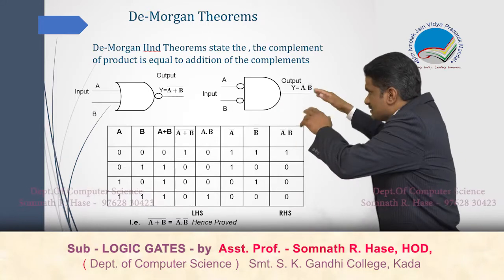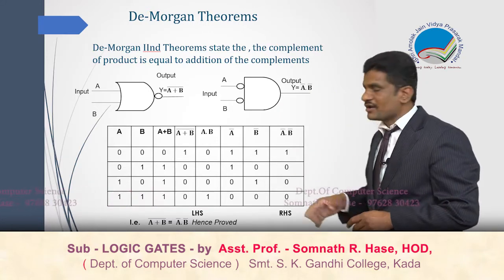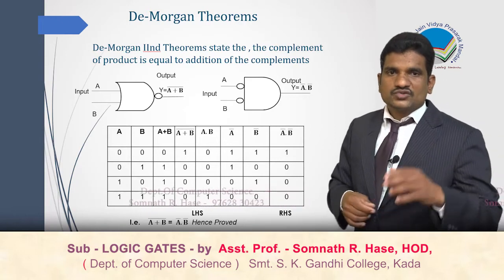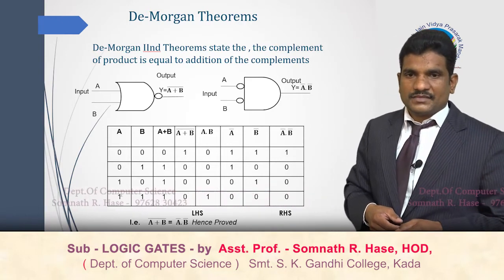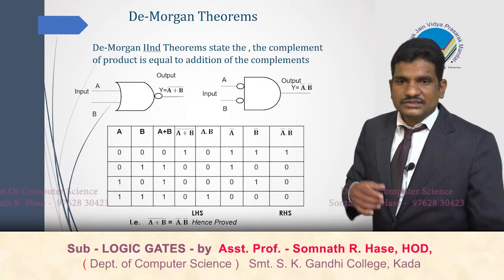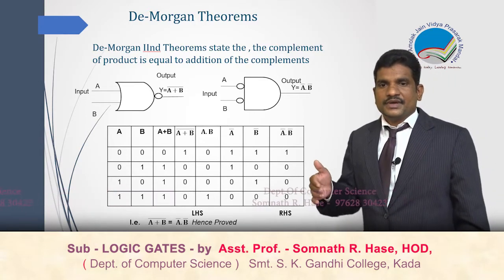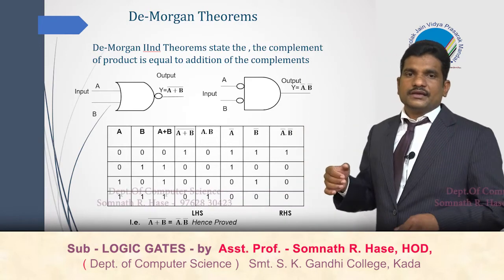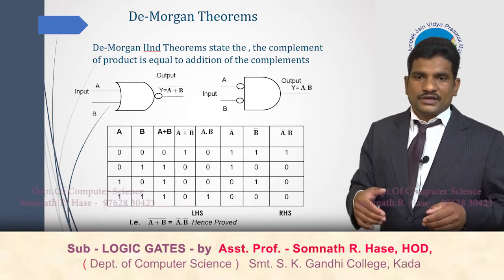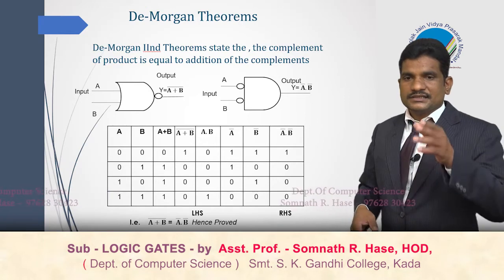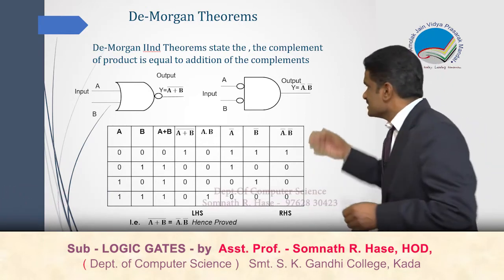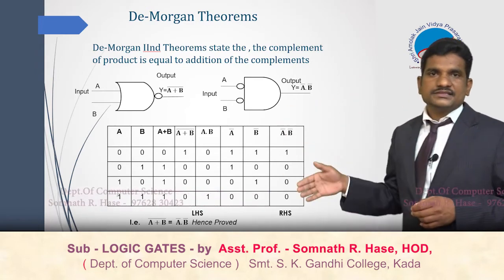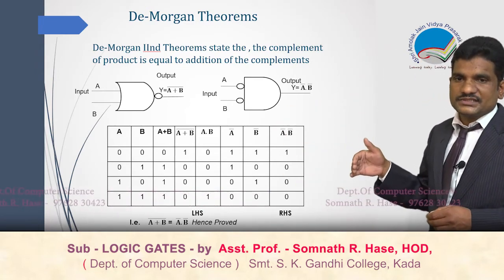In these truth tables we can see the LHS part and also the RHS part. It is clearly mentioned that when there is 1 in one column, there is also 1 in A not into B not. In all other cases there is 0. So we can see these both columns are identical to each other, and hence De Morgan's second theorem is also proved.